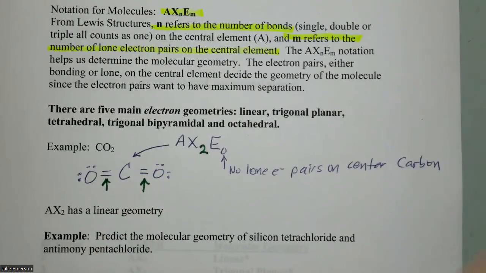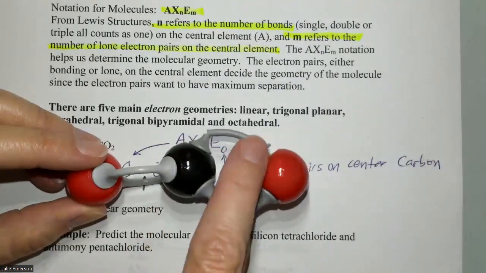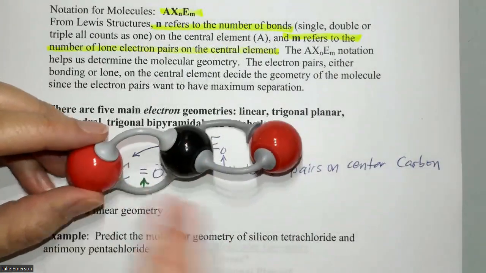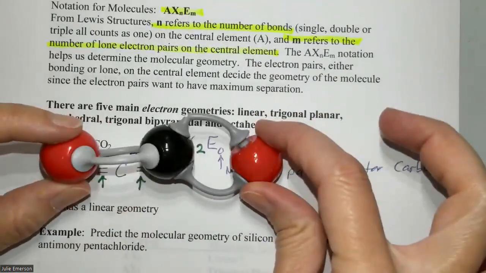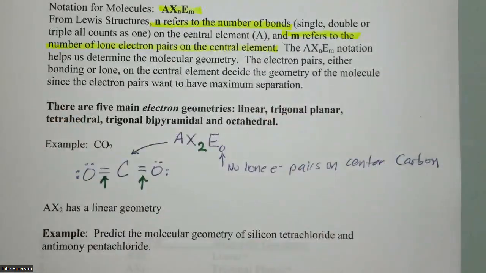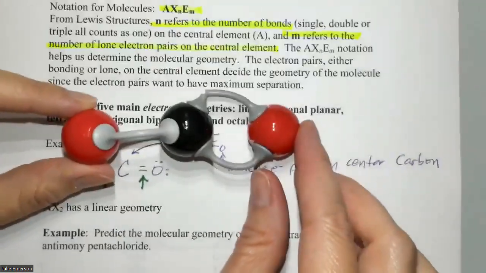And so this is what you're going to do in lab on Thursday. You have your carbon center, and it will have a double bond to an oxygen, and then another double bond to an oxygen. When I look at this, right, there's 2 geometries that we can talk about. There's an electron group geometry and then a molecular geometry. And we'll do that distinction more here in just a little bit. But you can see why this geometry is called linear.